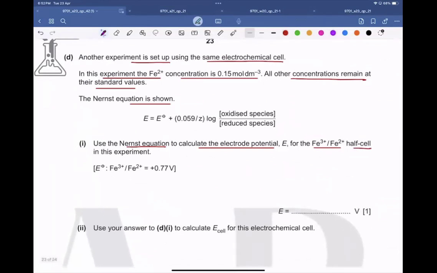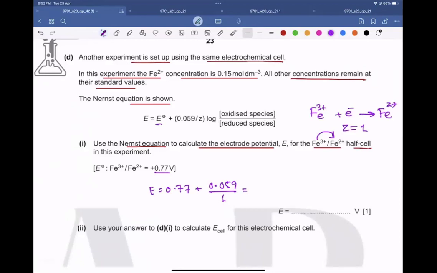Okay. So it is very easy to calculate E. E naught is given over here, which is this 0.77 plus 0.059 over Z. And here Z is the number of electrons in the half equation. So if you see the half equation, the change of electron is only 1, Fe3 positive is gaining only 1 electron and turning into Fe2 positive, right? So the value of Z is going to be 1. So I'm going to put 1 over here. And from these two, the one with the bigger oxidation number is the oxidized species. The one with the smaller oxidation number is the reduced species.